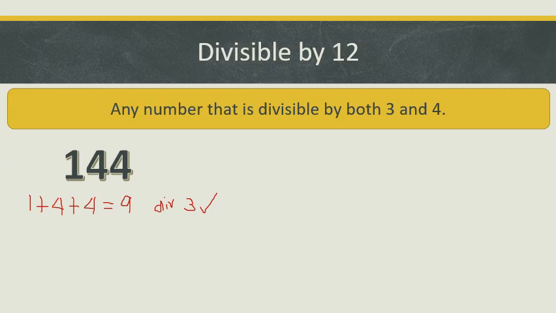Then, tingnan natin kung divisible ba siya sa 4. So, ano ang rule sa 4? Ang last 2 digits po ay divisible sa 4. Okay, so divide nga po natin.